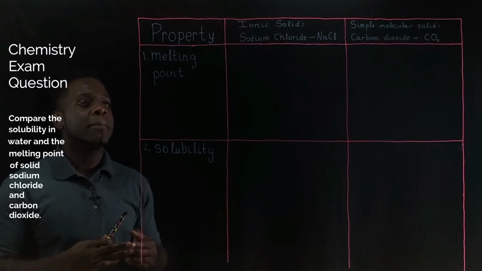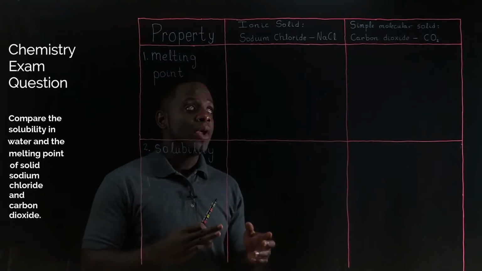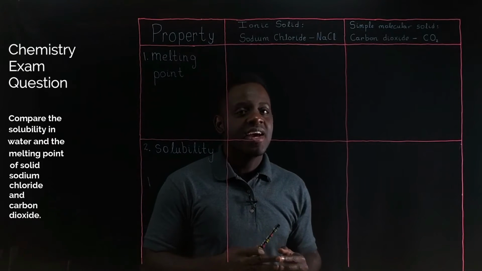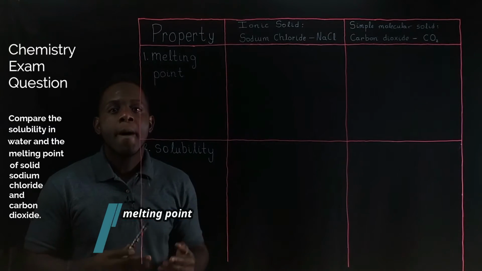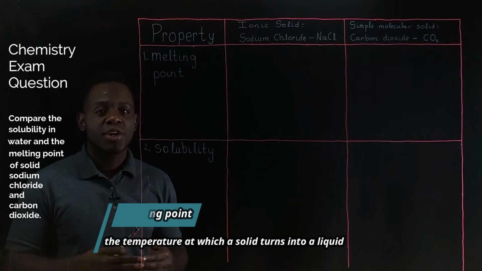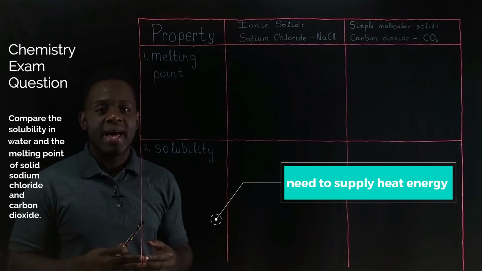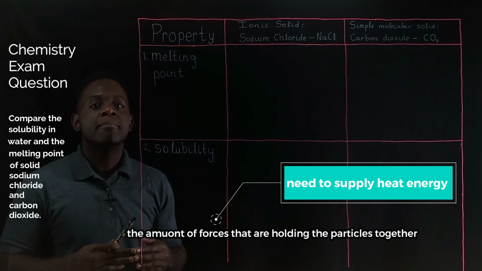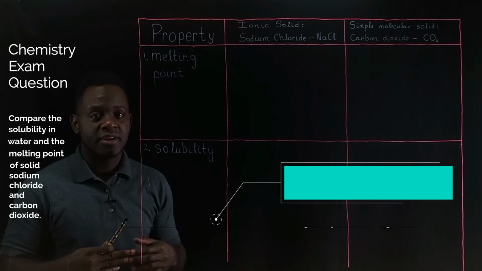We'll start by comparing the melting point of ionic solids such as sodium chloride with simple molecular solids such as carbon dioxide. And yes, carbon dioxide can exist in the solid state. Melting point is the temperature at which a solid turns into a liquid, and for that to happen, we need to supply heat energy. That has to do with the amount of forces that are holding the particles together.